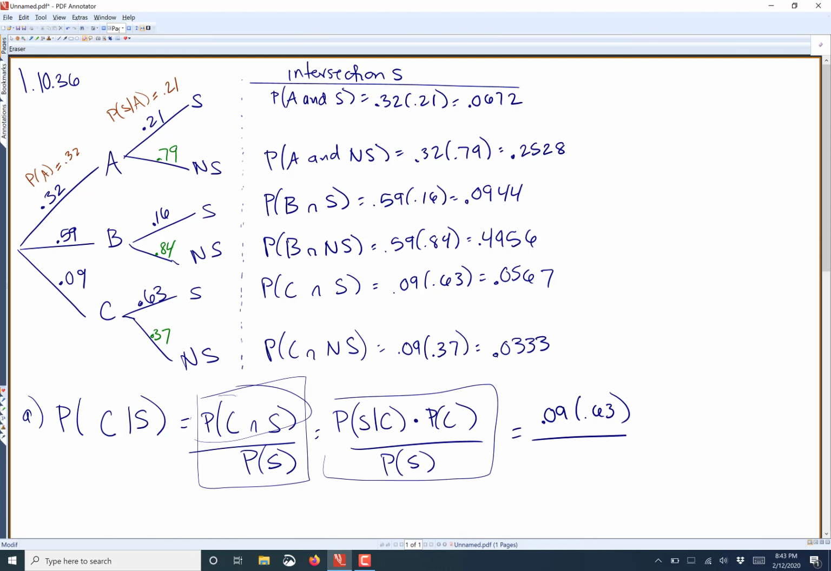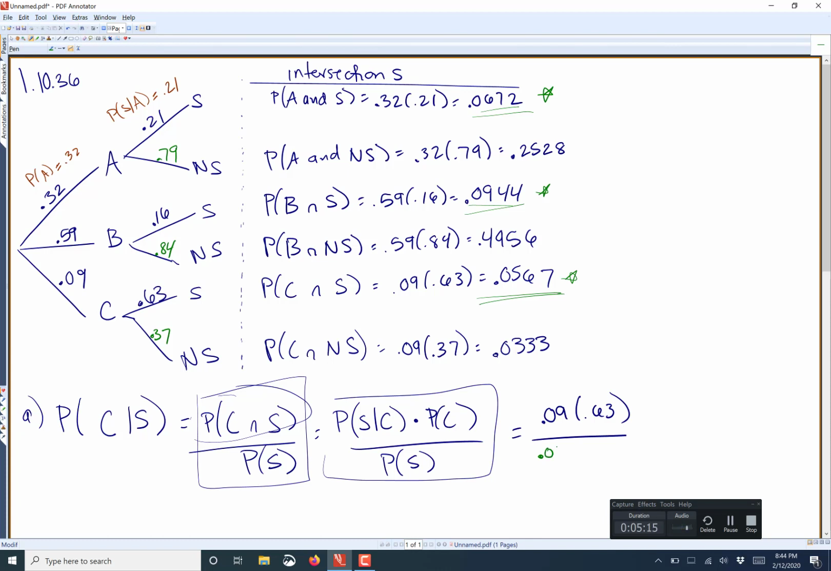Now, this is why we love the tree diagram for this next step, because we have to divide by the probability of symptoms. And the textbook did not give us the probability of symptoms. That was not in our information. So how are you going to find that? We go through this tree and look at every probability that had an S. If we add up these three probabilities that have S's, that should give us the probability of S, or probability of symptoms.